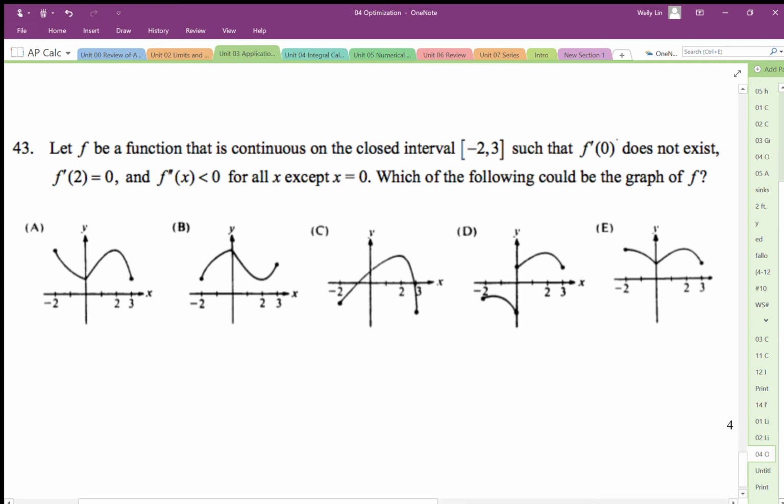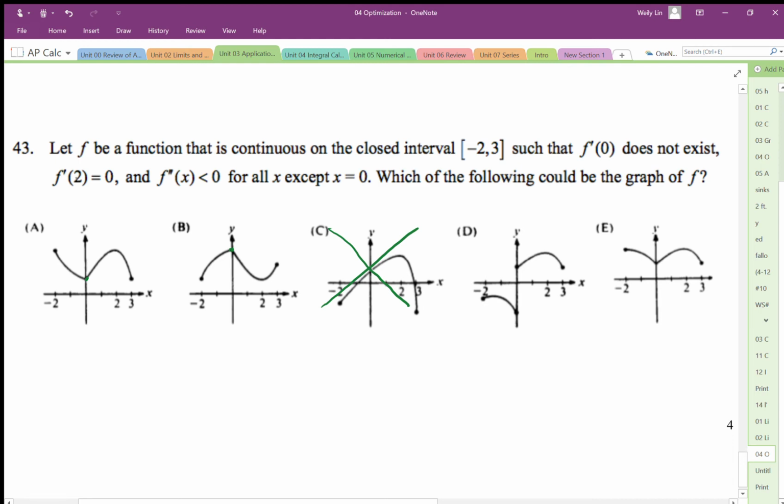So f prime does not exist at 0. Well, that's true for A, true for B, because there's a kink at 0. It's not true for C, so we can eliminate C because it does have a derivative at 0. It's discontinuous at 0 here, so it's not differentiable, so it doesn't exist at 0. And again, there's no derivative at that kink at 0.